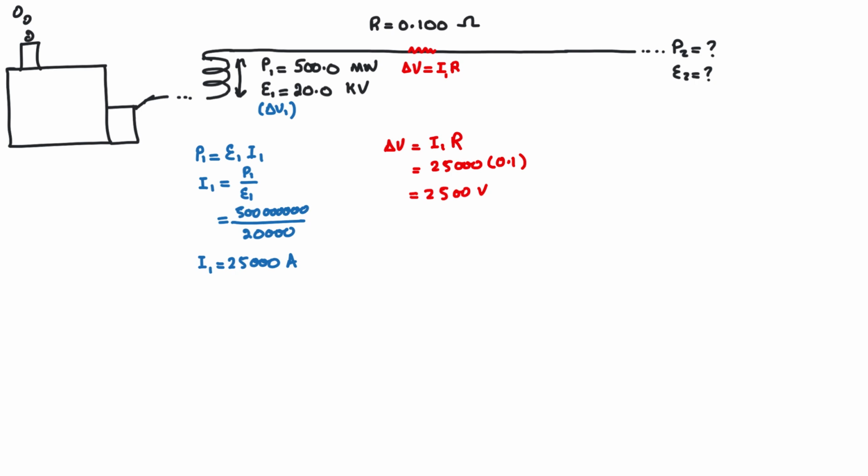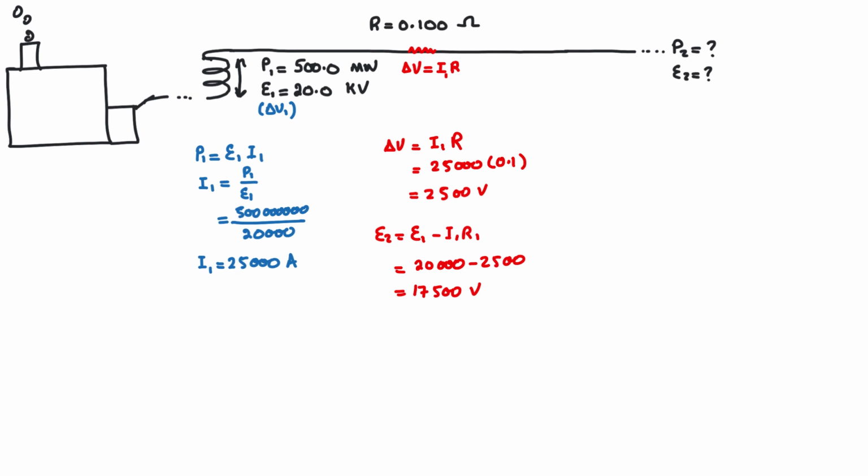So the remainder is going to be here. I'm going to calculate that with red as well. EMF2 in this case is going to equal EMF1 minus I1R1, or just delta V, and that's going to equal 20,000 minus 2,500, giving me 17,500 volts. So that's the maximum potential difference that I can have in this region over here.